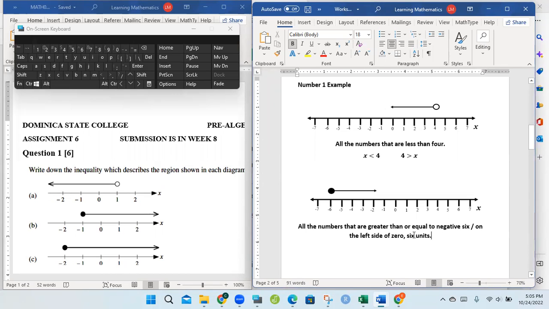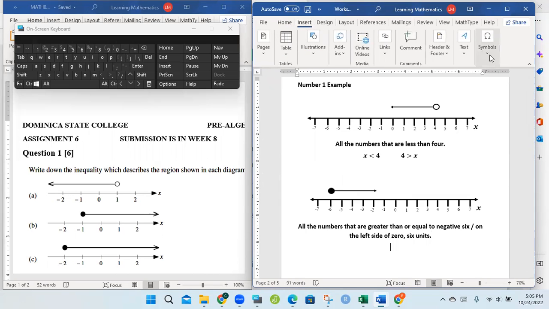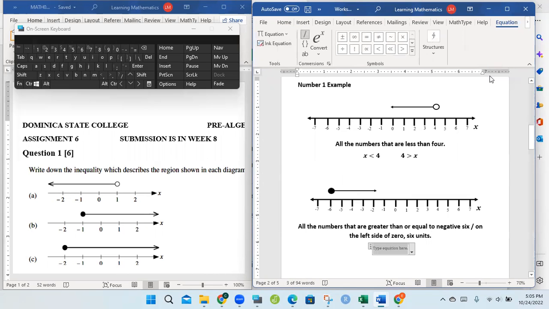So this is what this is conveying in words. All the numbers that are greater than or equal to -6, or you can say on the left side of 0, 6 units. So you're starting on the left side of 0, 6 units, and you're going upwards. And in mathematical notation, all the numbers are represented by the letter X, greater than or equal to, because you want the opening to be facing the X, -6.